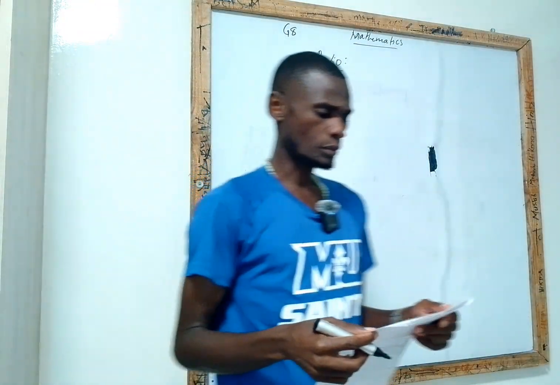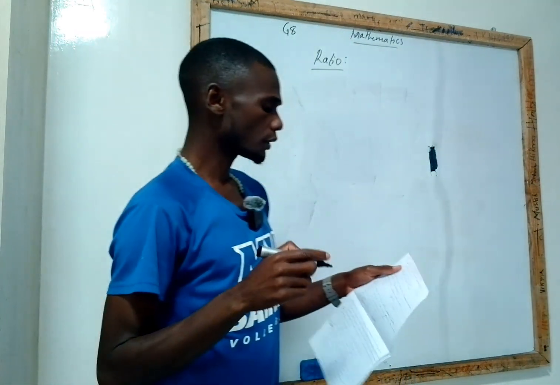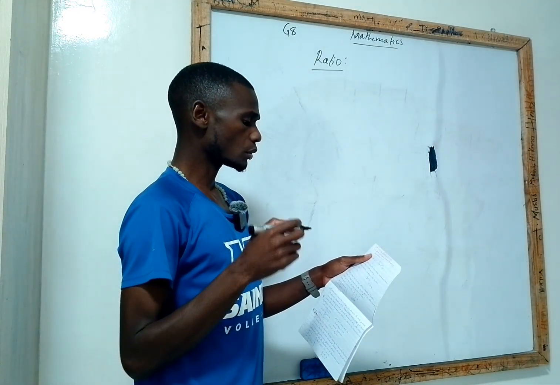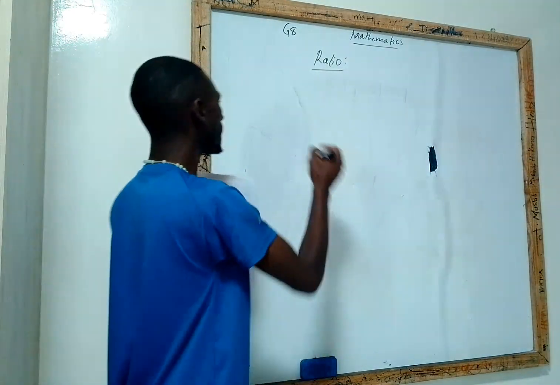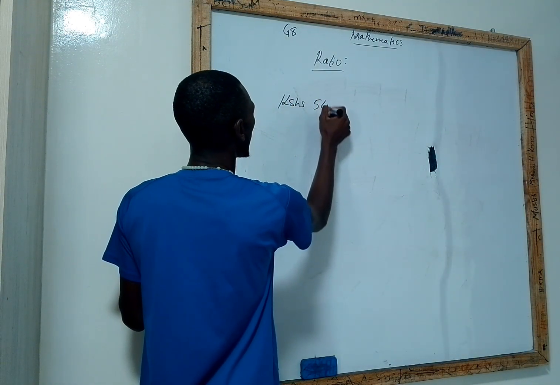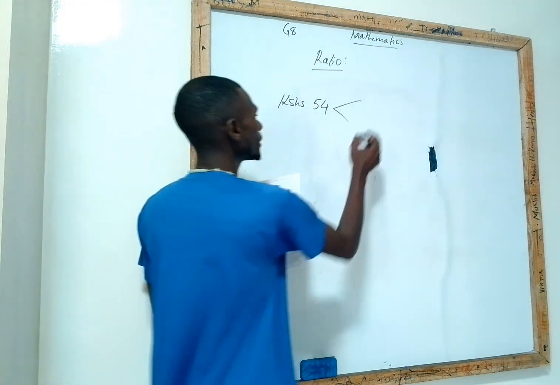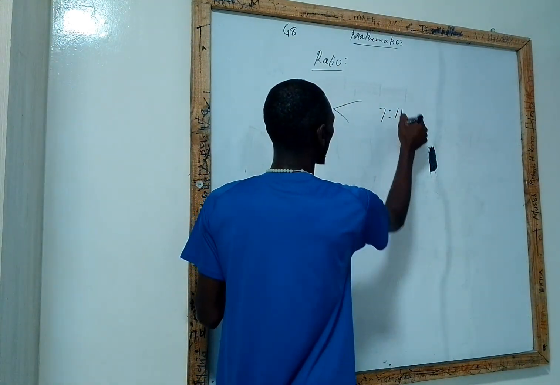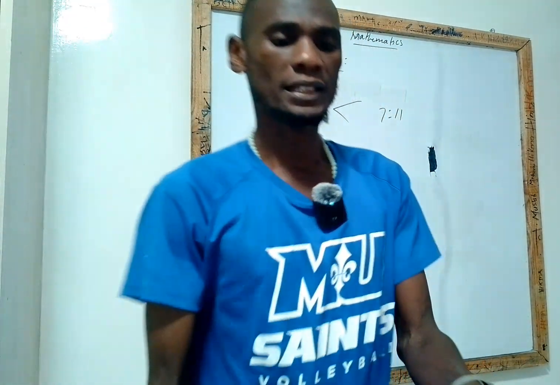For example, divide 54 shillings between two learners in the ratio 7 to 11. This is the amount of money that you are supposed to divide between two learners in the ratio 7 to 11. So there are these two people here: what the first learner is going to get and what the second learner is going to get.